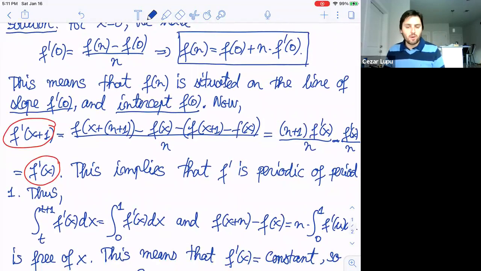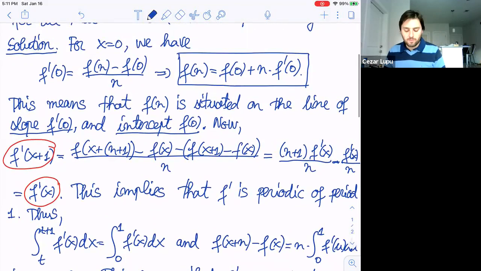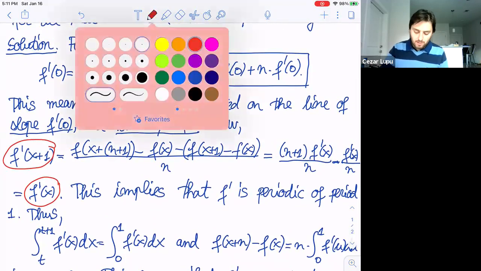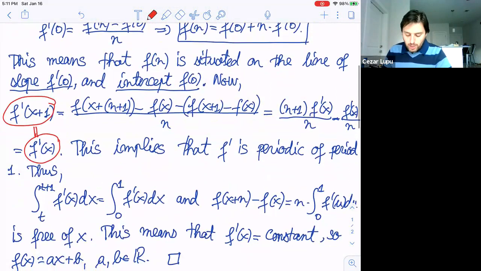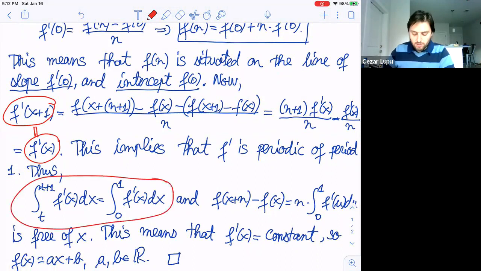It's just like a typical functional equation, and the only thing you need to observe was the fact that this guy equals this guy. So basically the derivative f prime is periodic of period 1. And then you can write that the integral from t to t plus 1 is the integral from 0 to 1 of f prime of x dx. All right, that's beautiful. That was a Putnam A2 anyway. If you ask me, I would say it's pretty standard, as long as you know what you're doing.